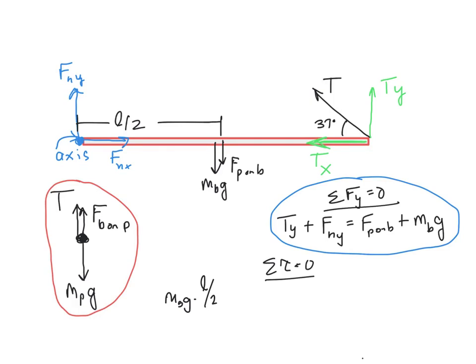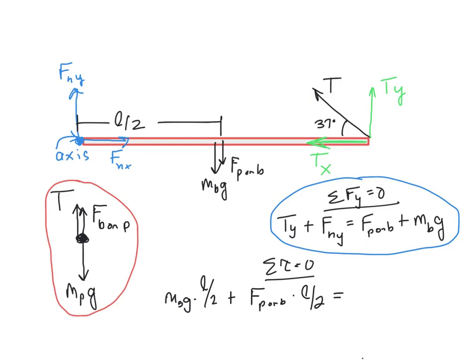Actually, you know what I'm going to do? I'm just going to have all the counterclockwise torques equal to the clockwise ones. So let's just keep that positive, and I will add to that one, going in the same direction, the force of the professor on the beam times the same lever arm.